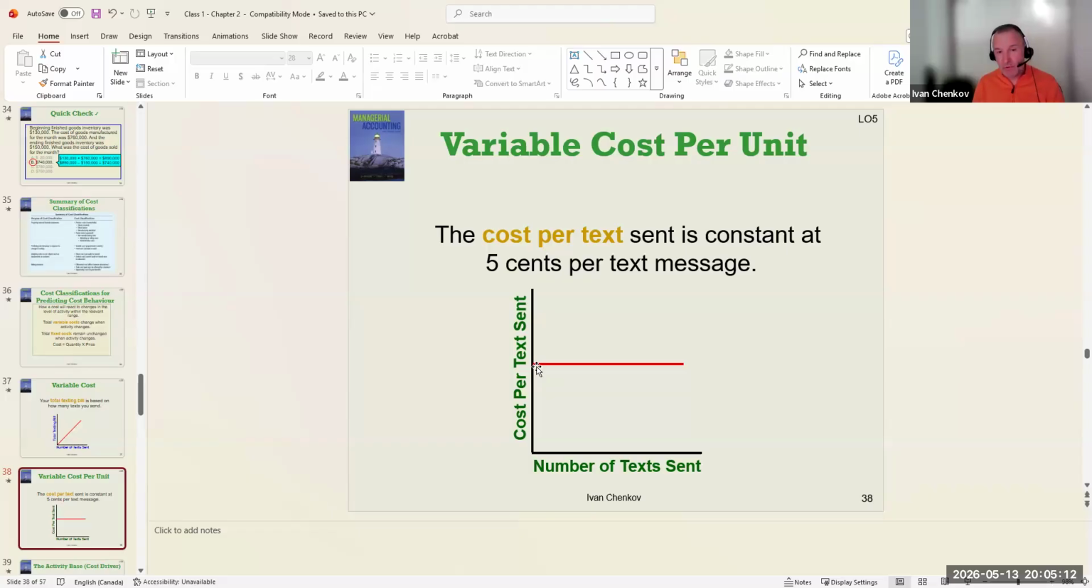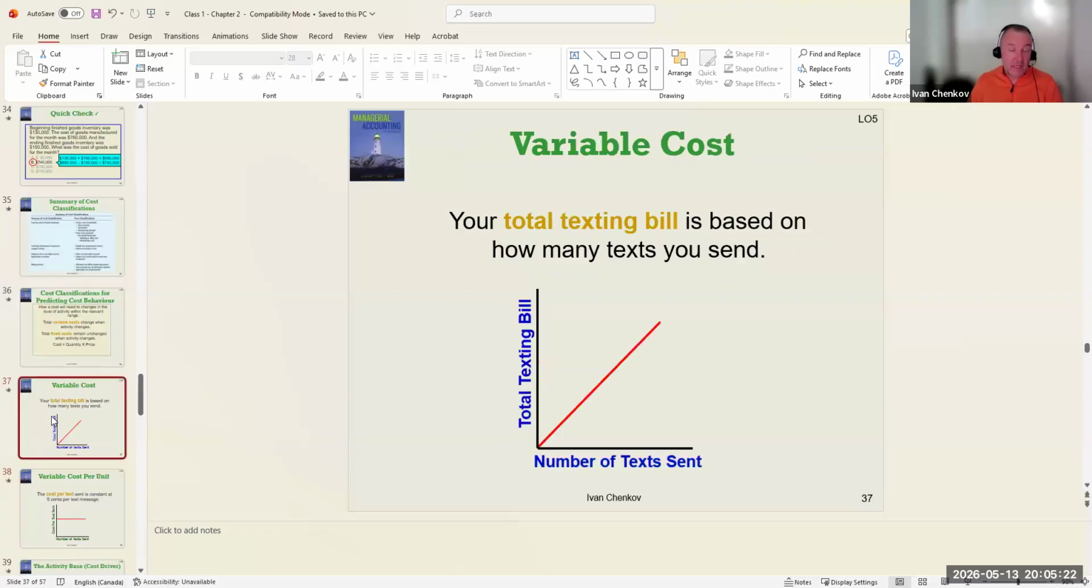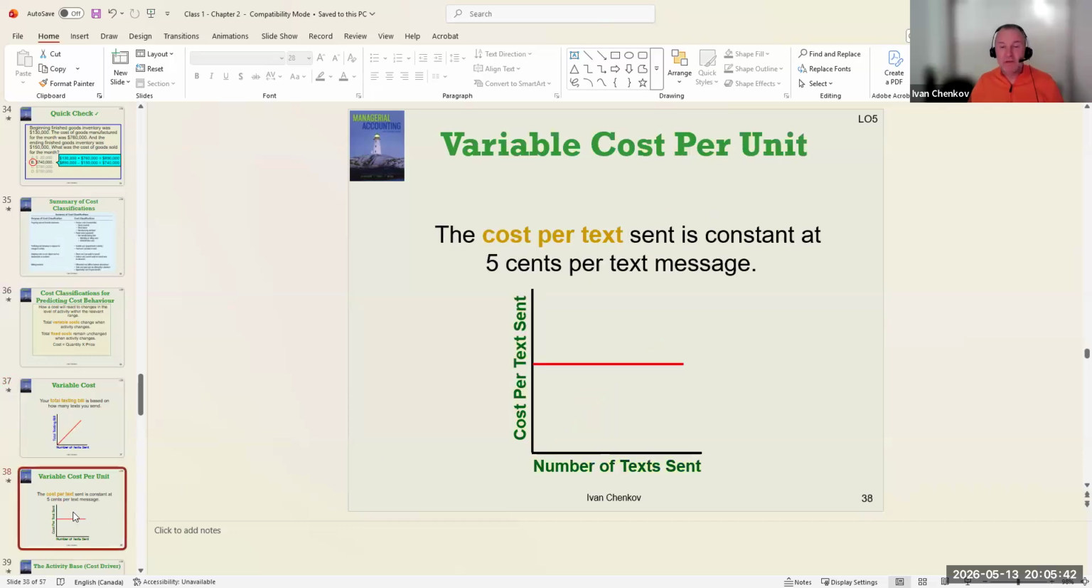So that's how variable costs behave. Variable cost per unit always stays the same. Variable cost in total always goes up based on the level of activity. Activity in this case is how many pounds of potato I'm buying. If I don't buy, I don't have to pay. But that doesn't change the fact that the cost per pound or per kilogram of potato is $1.